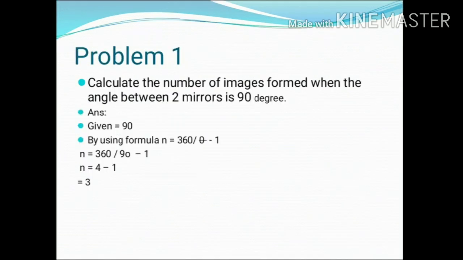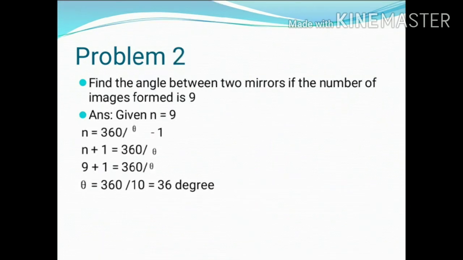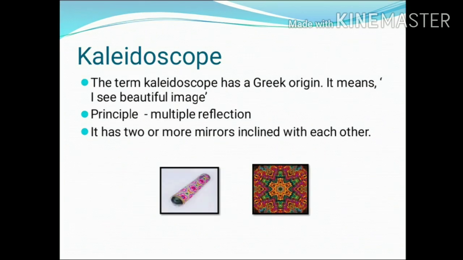Problem 1. Calculate the number of images formed when the angle between two mirrors is 90 degrees. By using the formula you can calculate and you will get the answer as 3. Problem 2. Find the angle between two mirrors if the number of images formed is 9. The number of images is given, and we have to calculate the angle, that is theta. If you apply the formula, you can calculate it.